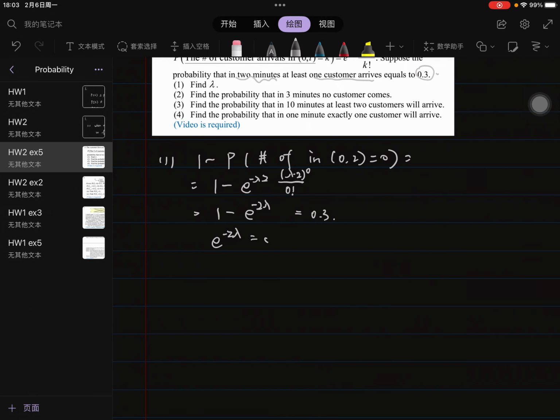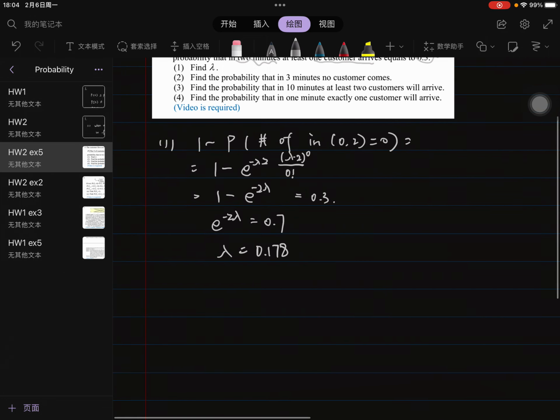So we can get lambda here, and let me take out my calculator to do this. So lambda equals 0.178. That's the answer for lambda in this question.